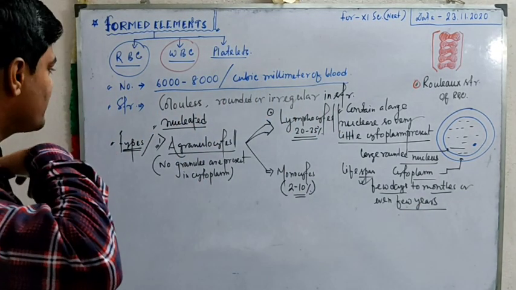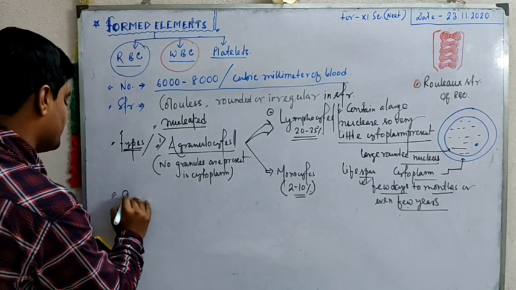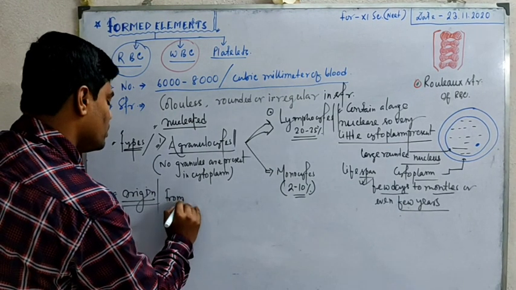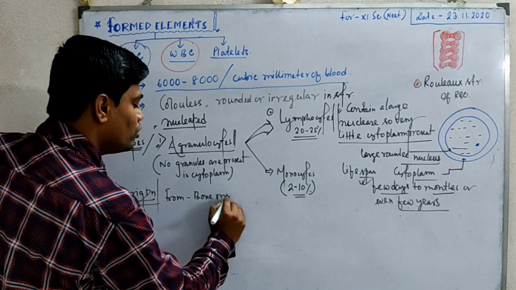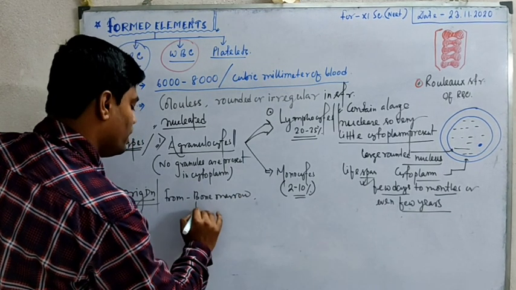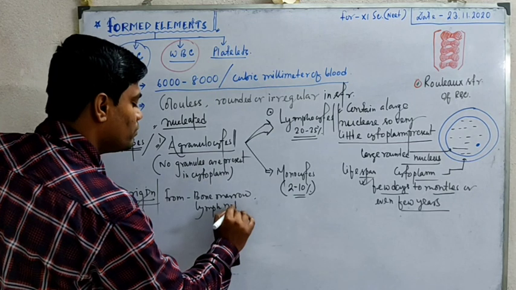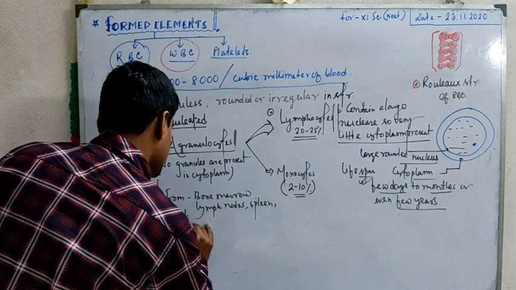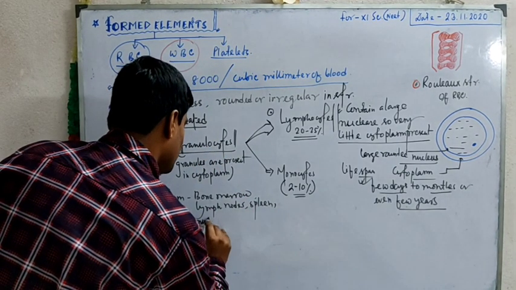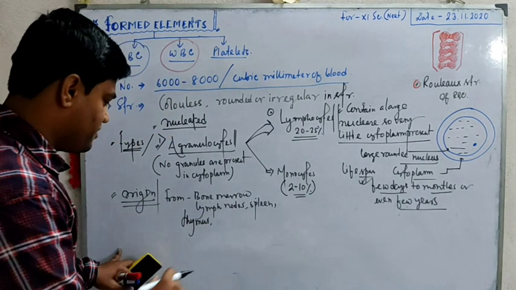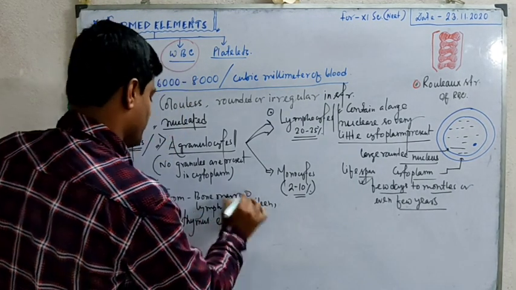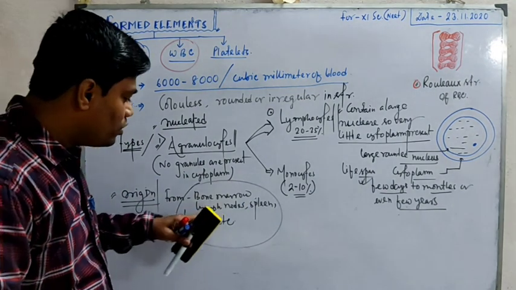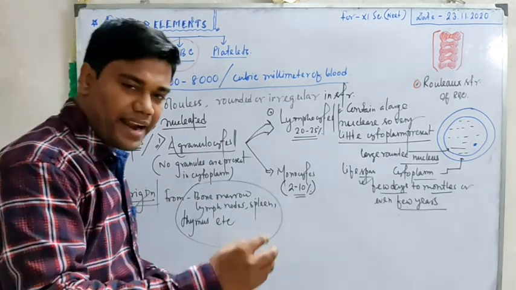We skipped one thing, let me say it: WBCs originate from bone marrow, lymph nodes, spleen, thymus, Peyer's patches, etc. So our WBCs originate from bone marrow, lymph node, spleen, thymus, Peyer's patches, etc.